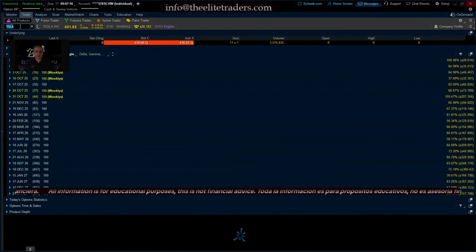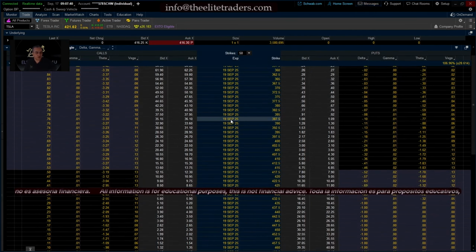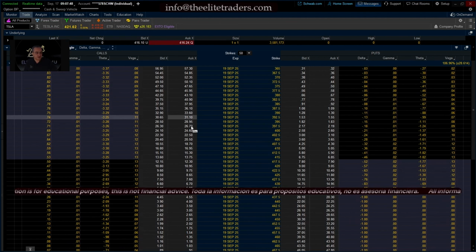There's your options chain for Tesla. These dates on the side are called the expiration dates of the contracts, when they are going to expire. If we look at this 19 September 25, the little number in parentheses is the days to expiration. And this 100 means that you are controlling 100 shares of the stock. You do not own the shares. You own the option to either purchase or sell the stock at a future date.